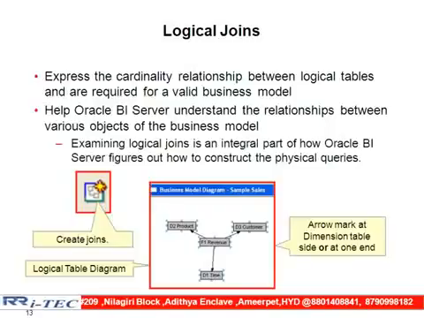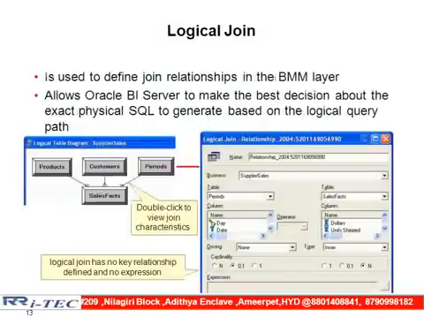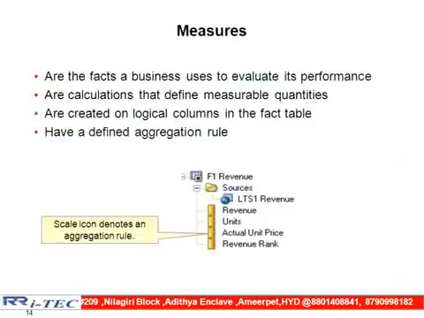That's the reason I said the fifth point is, sir, logical joins are required to create optimized queries. That's the reason I wrote that point. Next one, logical joins explanation only. It is easy to define join relationships in the BMM layer. It allows Oracle BI Server to make the best decision about the exact physical SQL to generate based on the logical query path. Exact SQL means that is optimized SQL.